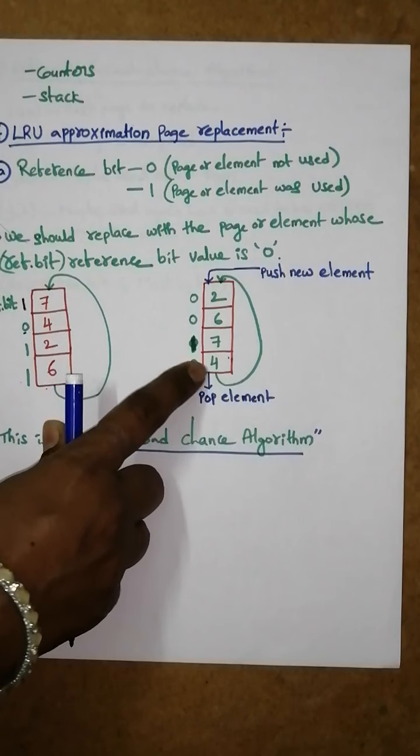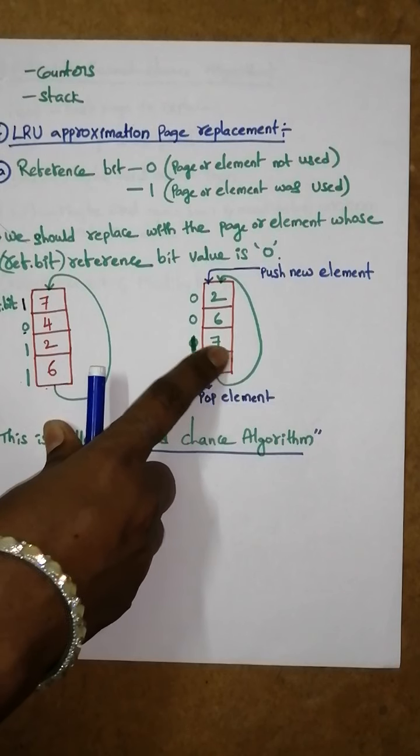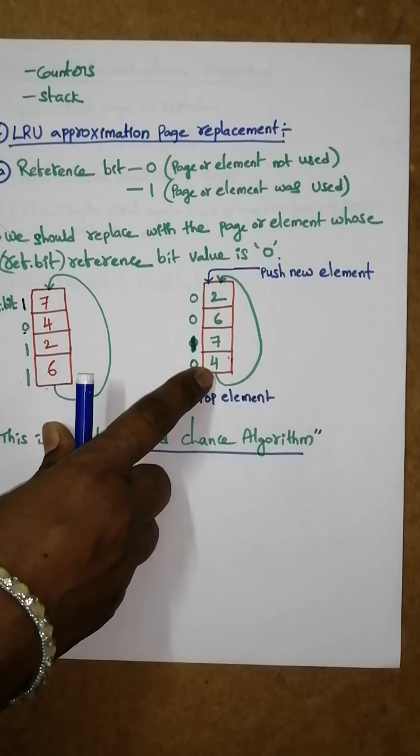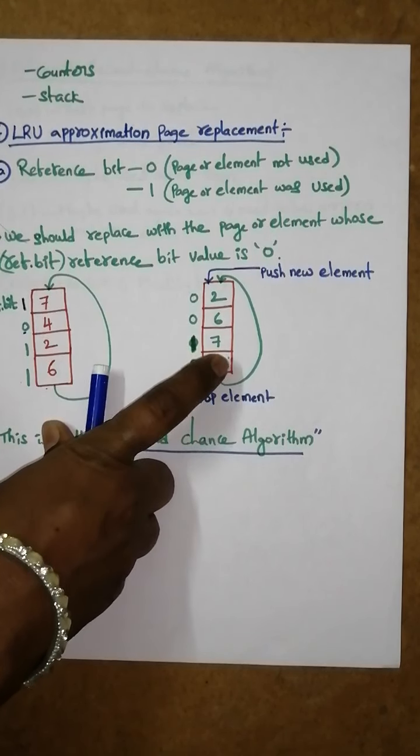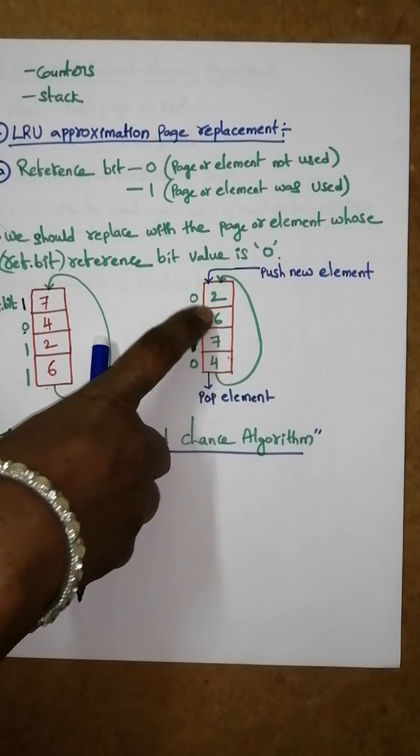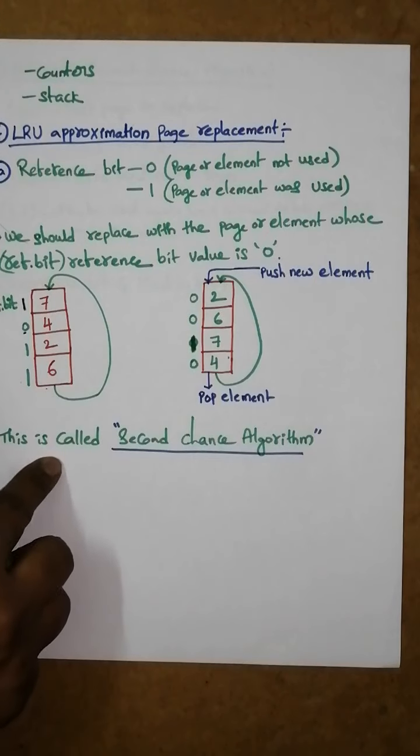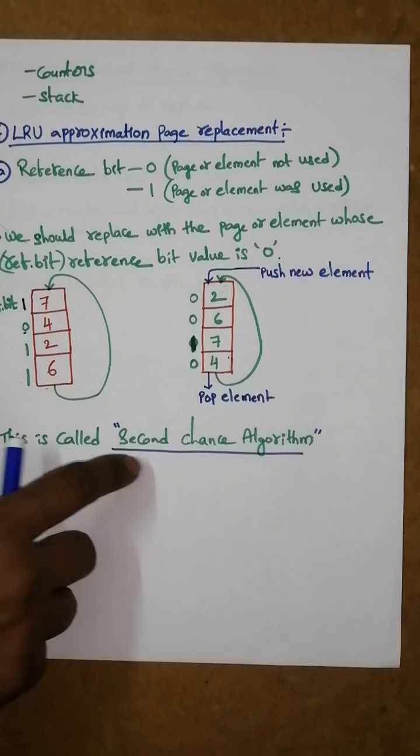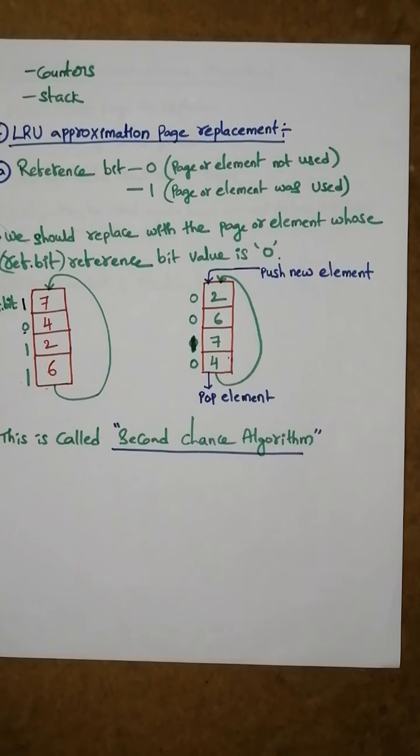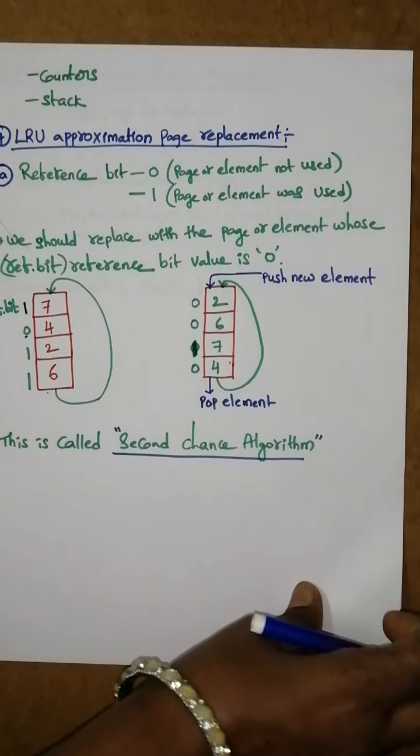Now here I'll pop out this element, that is, I'll remove the element which is at this end of the queue, and after removing this I'll have some empty space, so I'll move all of these down and then I'll push the new element here. So this algorithm is called the second chance algorithm, where you'll replace a page whose reference bit is 0. So this is one LRU approximation algorithm.